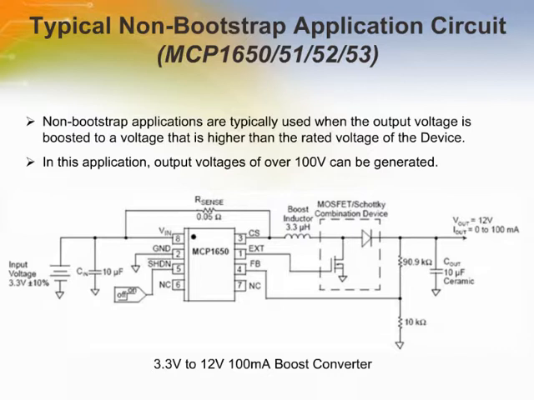Non-bootstrap applications are typically used when the output voltage is boosted to a voltage that is higher than the rated voltage of the MCP1650, 51, 52, and 53. For non-bootstrap applications, the input voltage is connected to the boost inductor through the optional current sense resistor and the VN pin of the MCP1650, 51, 52, and 53. For this type of application, the S-option devices, UVLO at 2.55 volts typical, should be used.